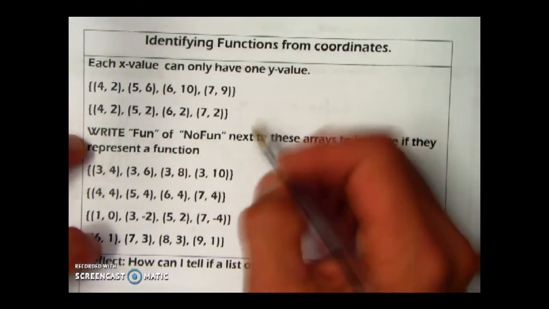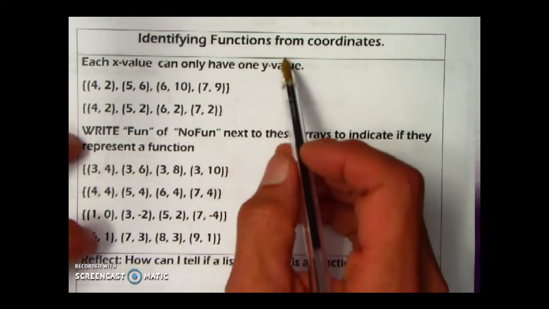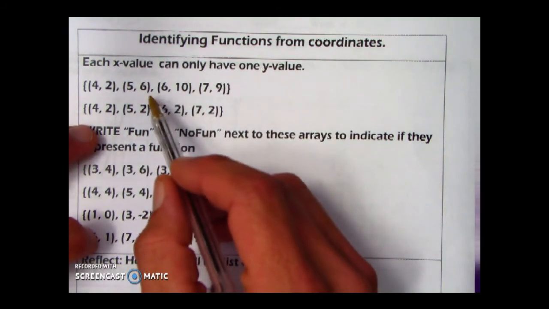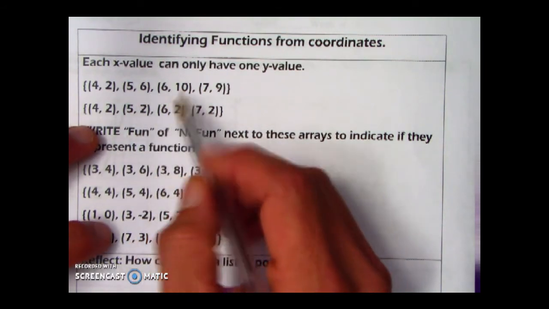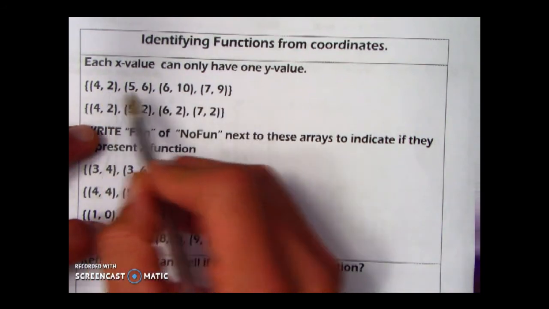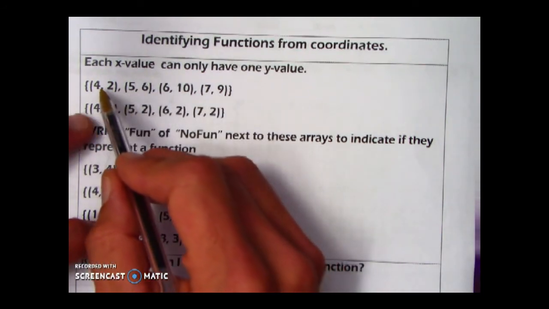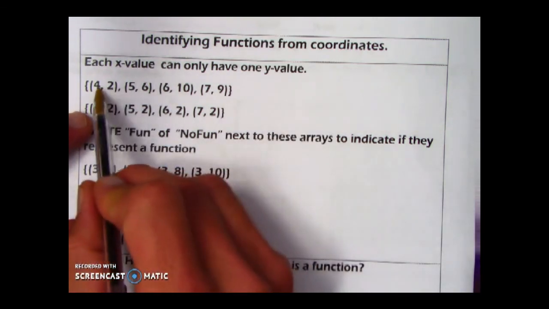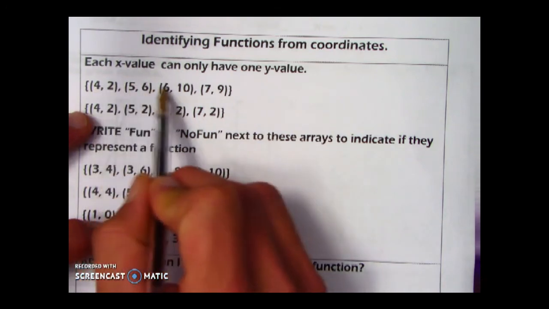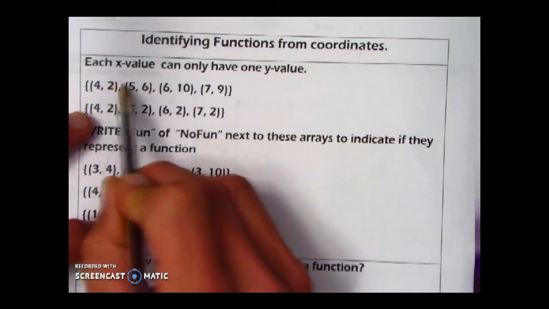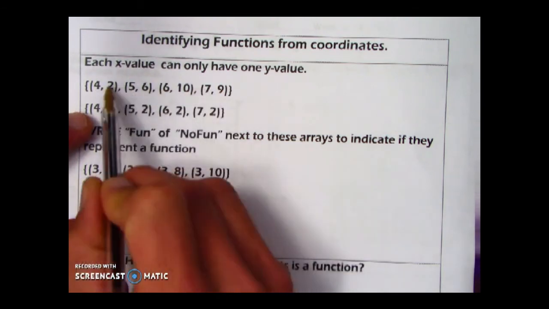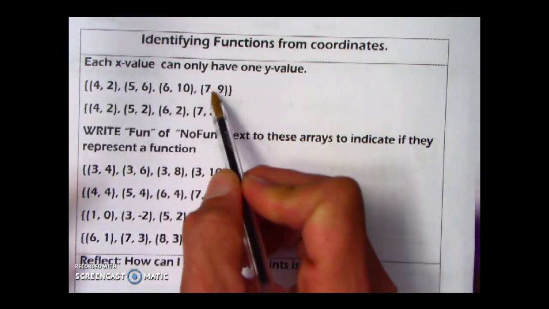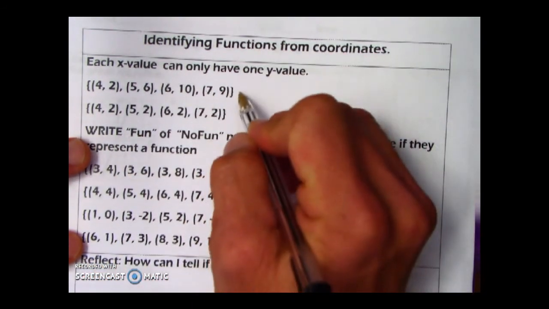Okay, we're on the back page now. We're going to look at identifying functions from coordinates. The difficulty with these really is just organizing it. Remember, any given x should only give us one y output. If we have unique x's 4, 5, 6, 7, we can have repeated y's, but in this case we have no repeated anything. 4, 5, 6, 7, 2, 6, 10, 9. So this is a good function.